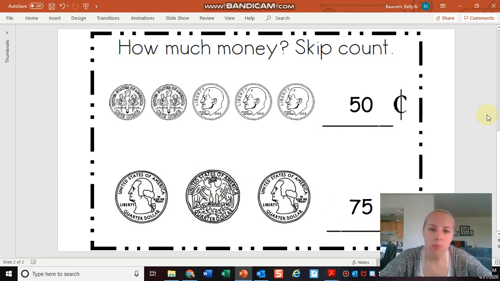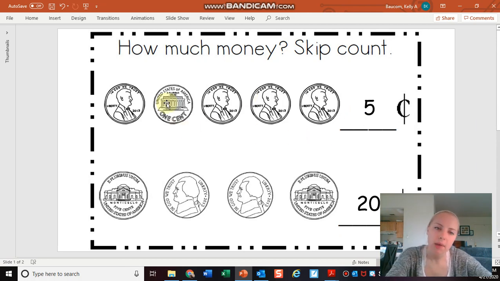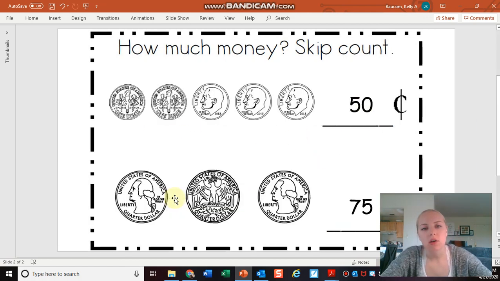Now you can always go back to each of the pages and color the pennies brown, the nickels silver, the dimes silver, and the quarters silver.